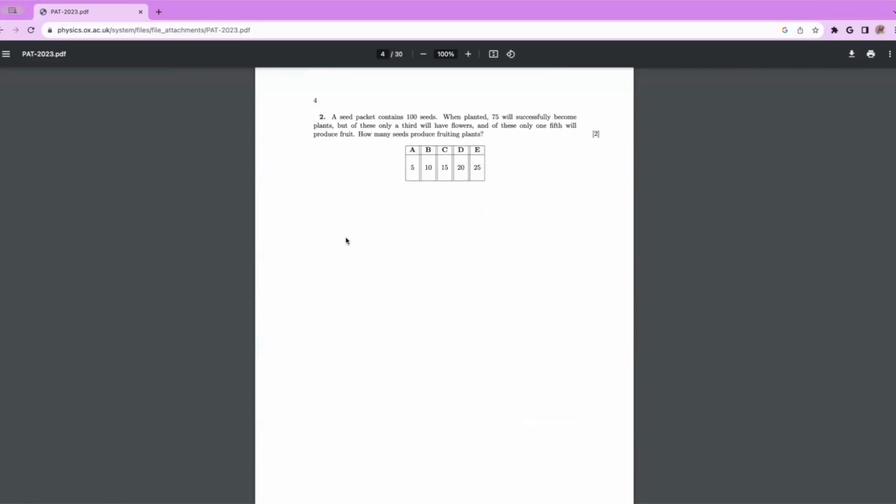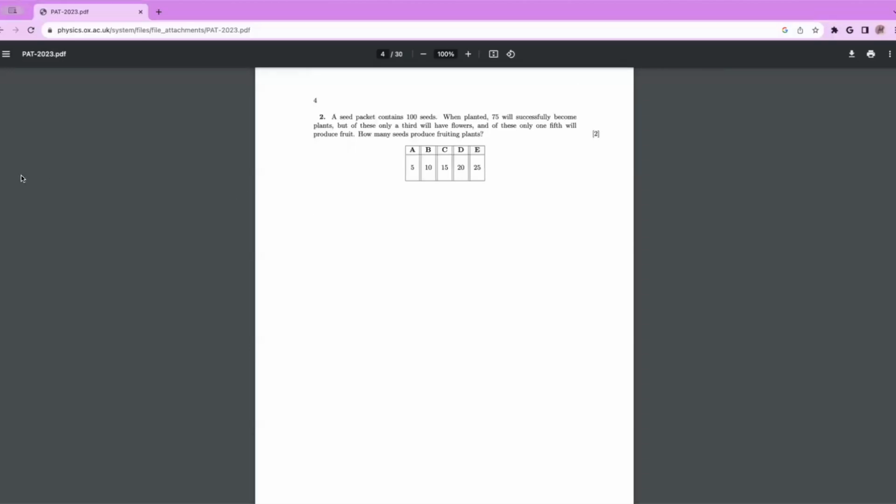Next question. A seed packet contains 100 seeds. When planted, 75 will successfully become plants, but of these, only a third will have flowers, and of these, only a fifth will have fruit. How many seeds produce fruit?